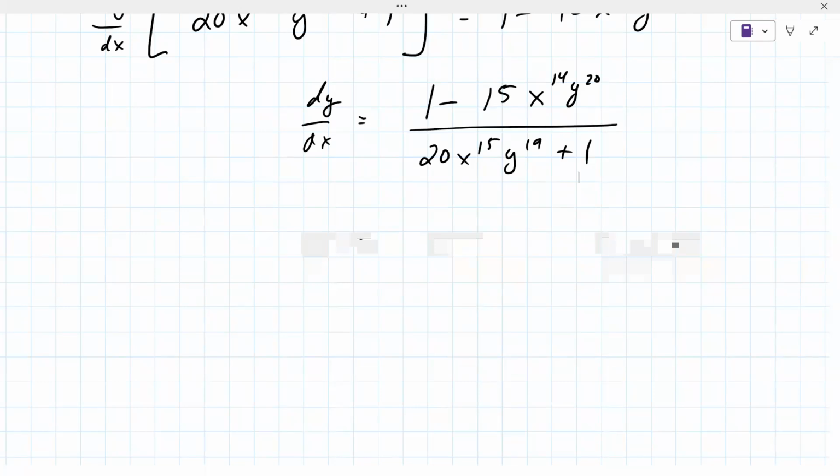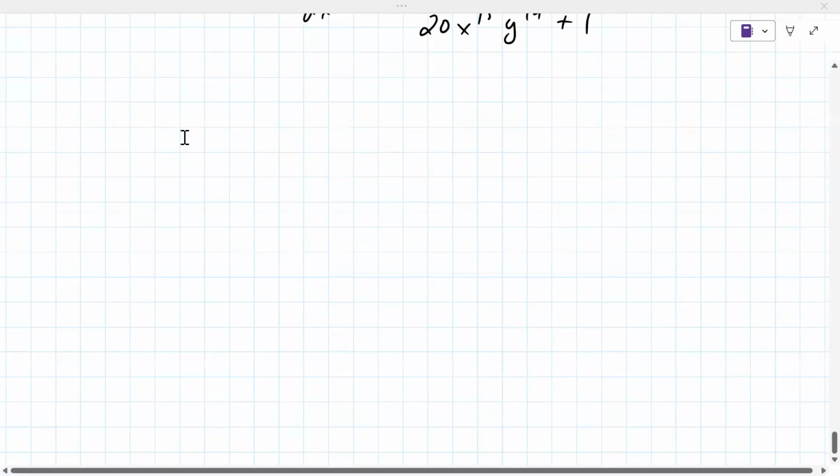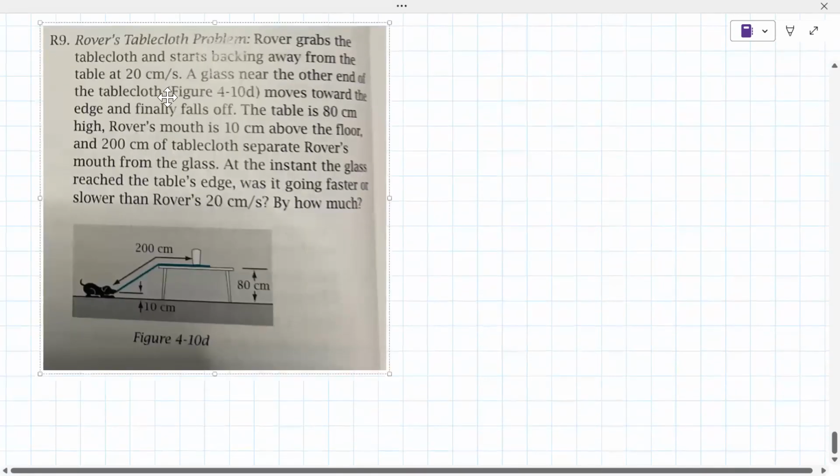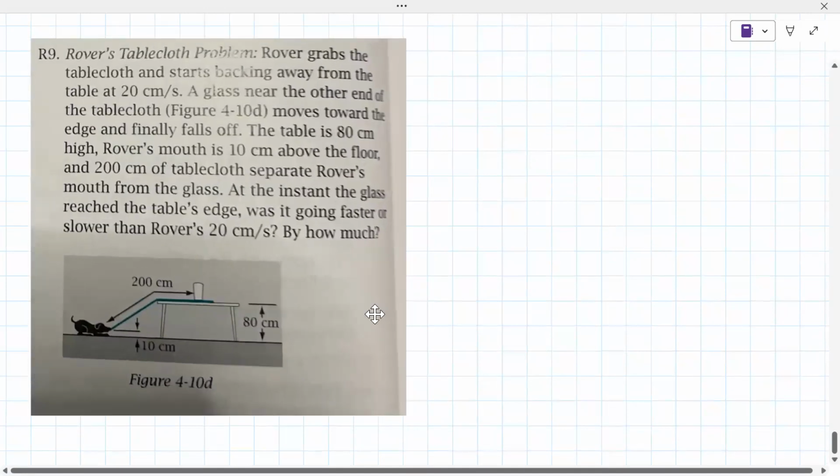All right. What else on your review here? I think you said something about question 9, maybe R9. Let me see. All right, R9, Rover's tablecloth problem. These are related rates. Does that sound familiar from class? Yeah, we did a worksheet on them today, actually.